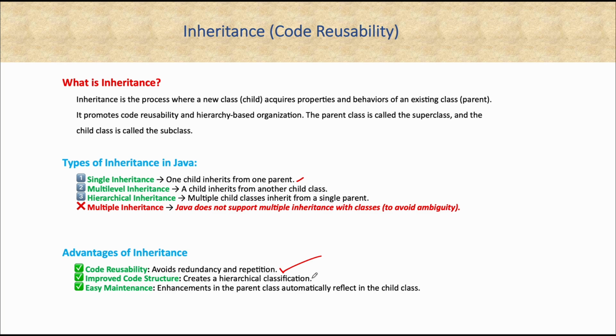It creates a hierarchical classification and improved code structure, because you don't need to write so much code. It is easy for other developers, or even for you, to improve the code further. Easy maintenance, as it is maintainable because the code is not redundant. That's why it is easily maintainable.